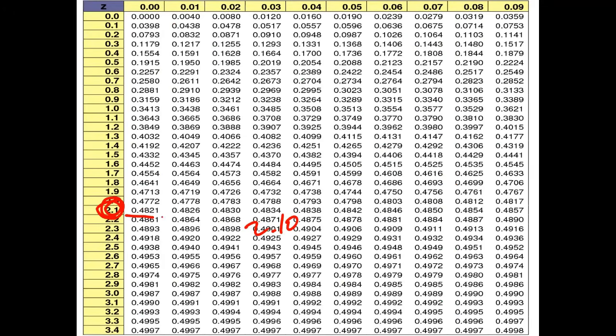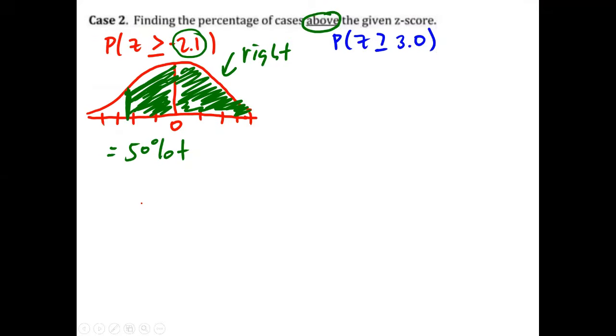So 2.10 is 48.21. So plus 48.21%. Okay, so 50% plus 48.21 is 98.21%. Okay, so yung shaded area natin is actually 98.21%.